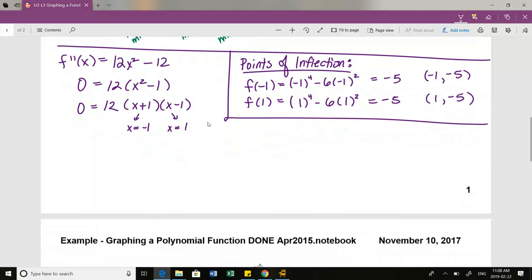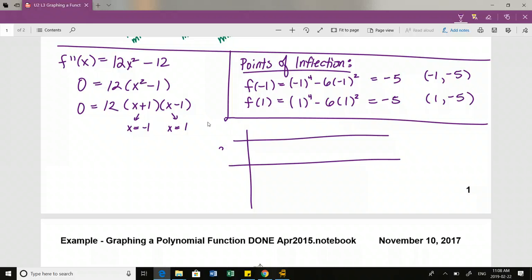Okay? So we're going to do one last chart with our concavity. I am interested in where those changes are happening exactly, over which intervals. So I've got 2 points of inflection.